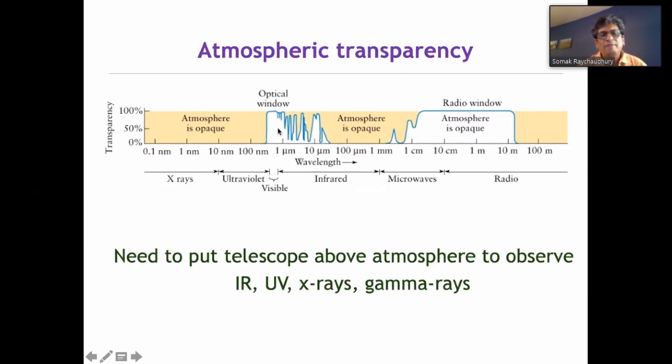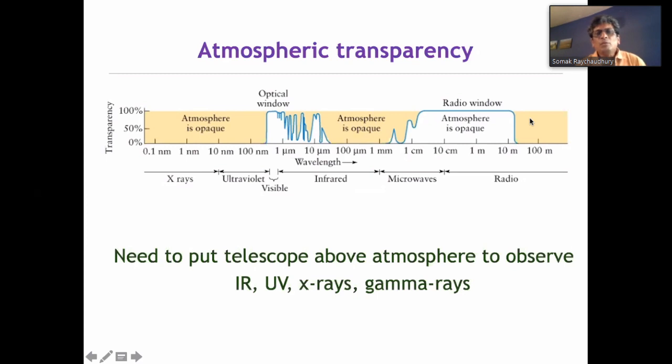But if you have energies that are much higher, in the ultraviolet and X-rays, the atmosphere stops them, which is good for us, because it's not good for our skin. But for astronomers, it's not very good, because we can't see the X-rays that come from galaxies and stars and black holes. Infrared and so on also don't come through the atmosphere.